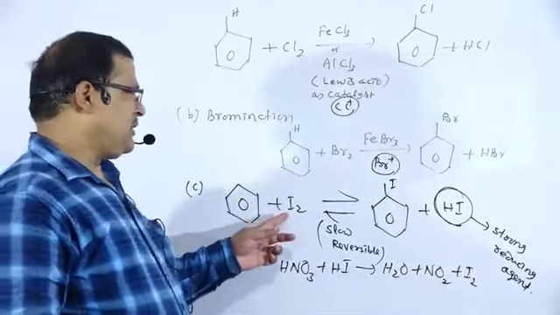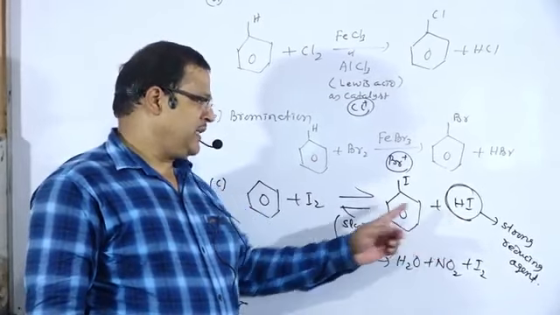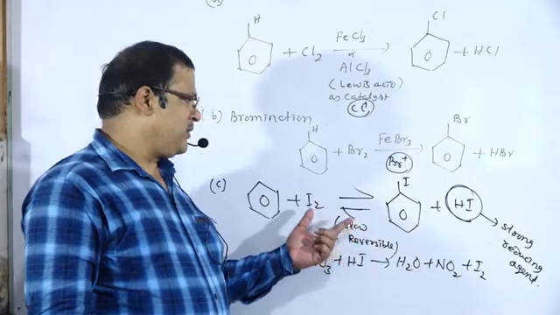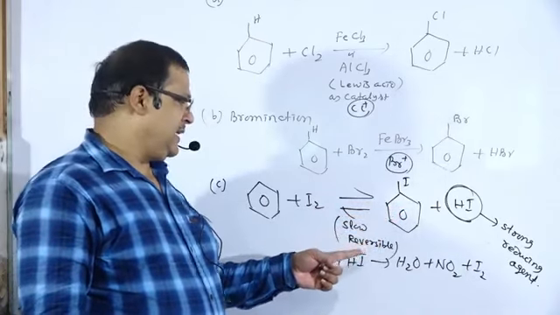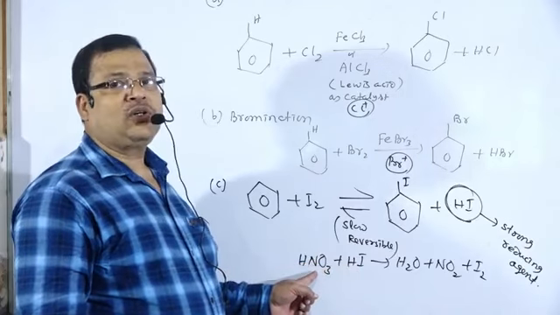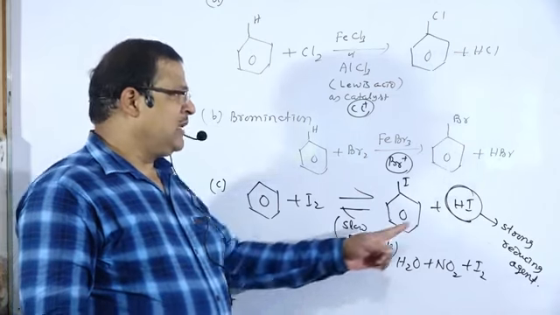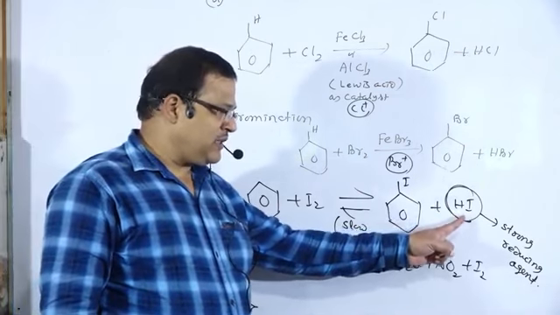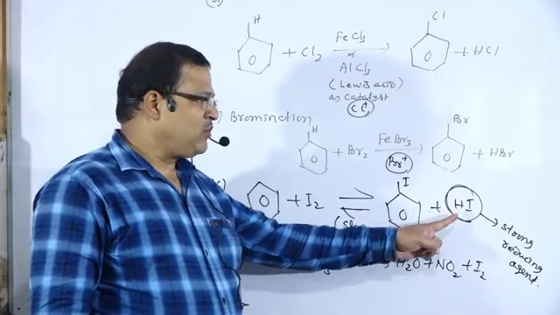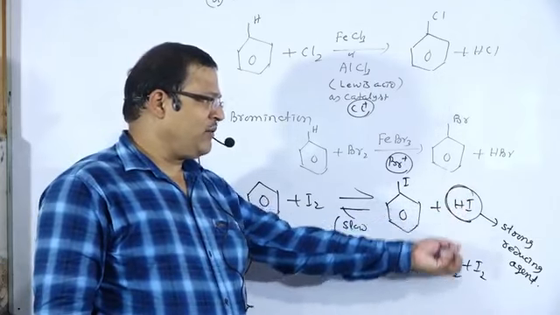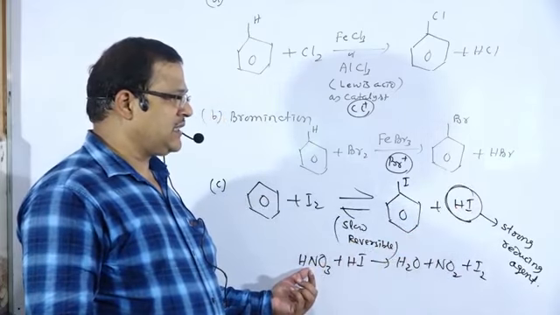Benzene reacts with iodine to form iodobenzene and HI, which is a strong reducing agent. So the reaction is slow and reversible, and therefore the formation of iodobenzene is difficult. How is it done? It is done in the presence of strong oxidizing agents like nitric acid, phosphoric acid, etc., because HI is a powerful reducing agent which will reduce iodobenzene. So we have to consume this HI by the addition of nitric acid, a strong oxidizing agent.